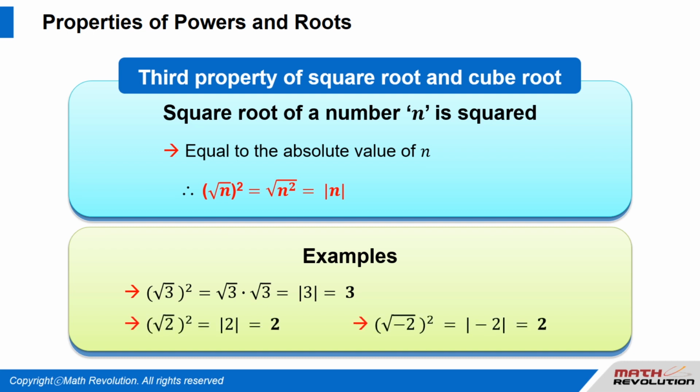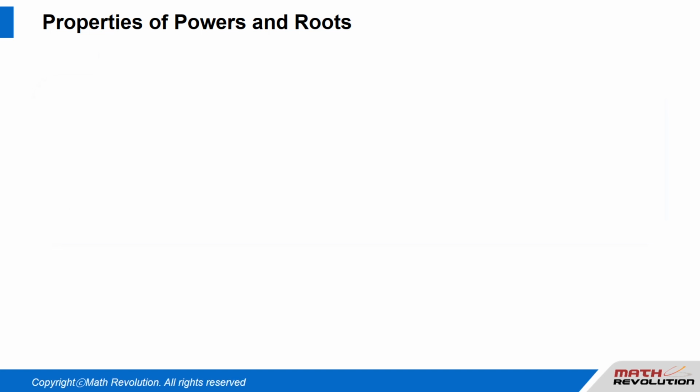The square of the square root of 2 equals the modulus of 2, which equals 2. The square of the square root of negative 2 is equal to the modulus of negative 2, which is equal to 2.